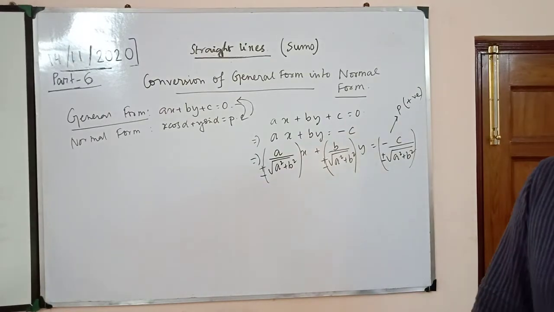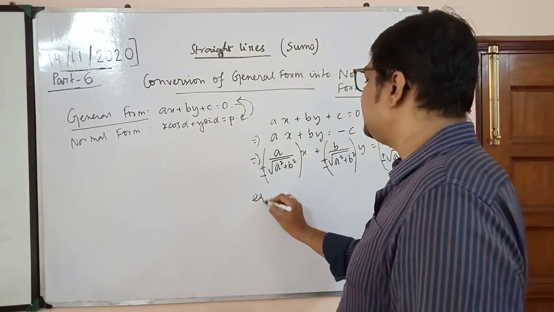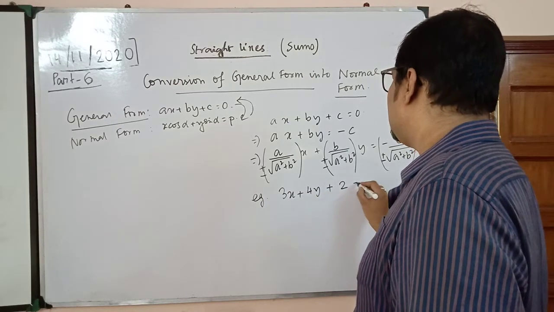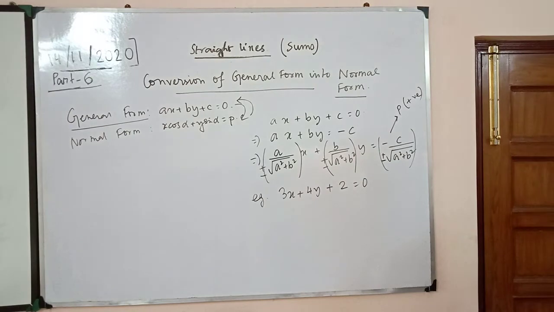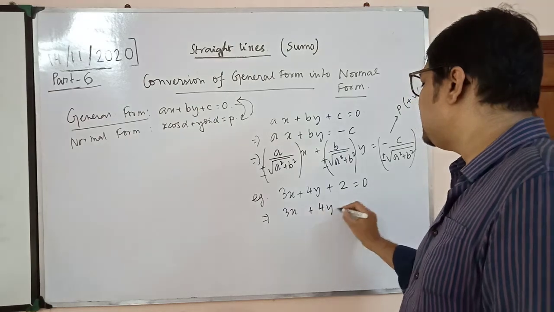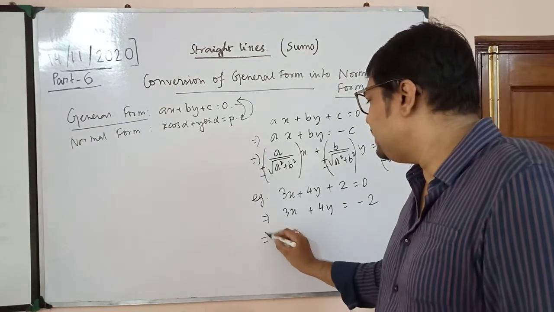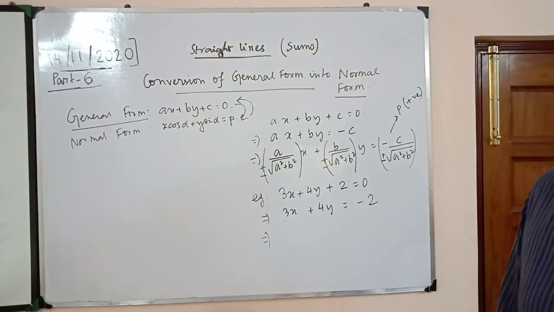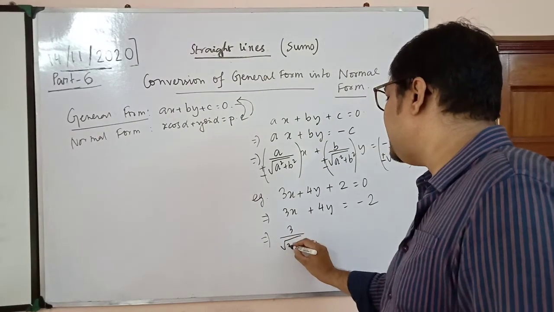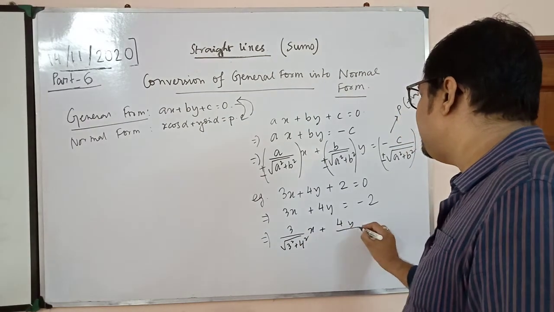I will show you an example by which you can easily find it out. Say example is 3x plus 4y plus 2 equals to 0. Now first what to do? 3x plus 4y equals to minus 2. Then you know what we need to do, we need to divide it. We will divide by root over 3 square plus 4 square, which is 5. Okay. So that means root over 3 square plus 4 square to both sides.